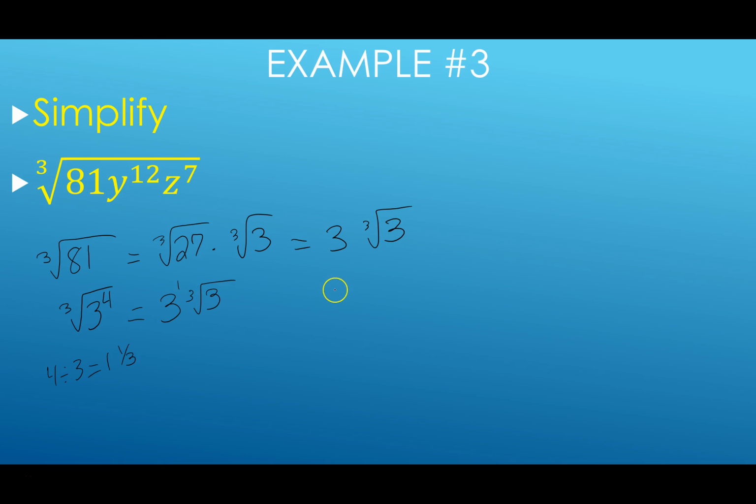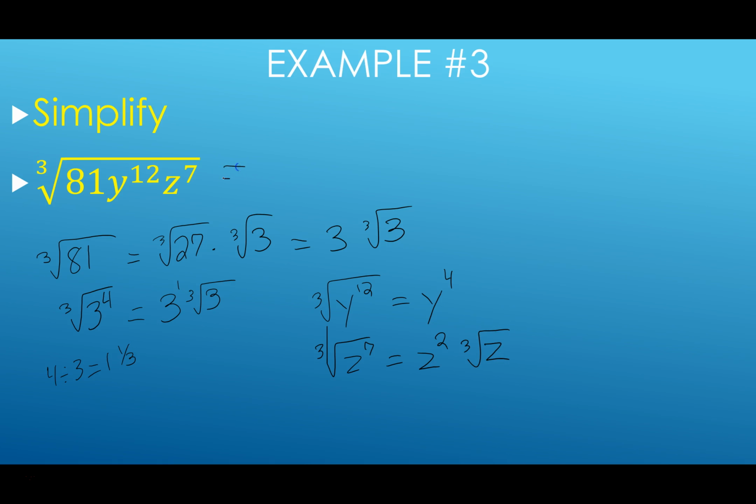And now with our variables, we have the cube root of y to the 12th. 12 divided by 3 is 4, so it's just y to the 4th. It's perfect. Whereas for the cube root of z to the 7th, 7 divided by 3 is 2, so it'll be z squared, with a remainder of 1, so it'll be the cube root of z.